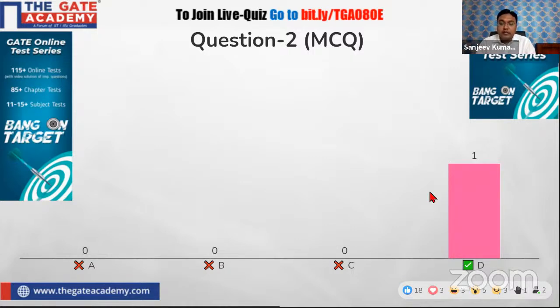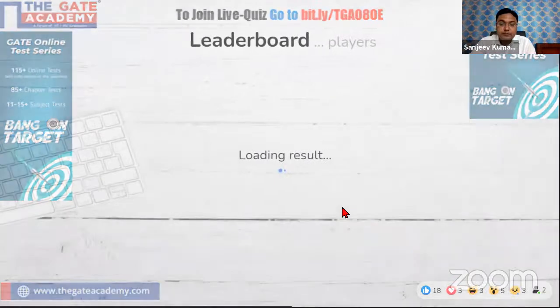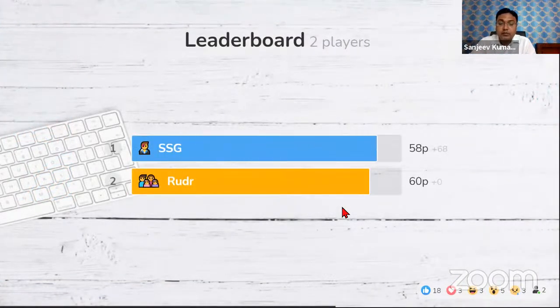One person has given the right answer. Very good. I think Rudra or Shreyas Gandhi. Okay. So you will be getting full points for this correct answer, definitely. Let's go to the leaderboard. Oh, wow. Shreyas Gandhi. You can see in the second question, you have got the higher points, 68 points. Very nice. Okay, so Rudra, why have you not marked the answer actually? Can you tell me the reason? Okay, let's go to the next question.